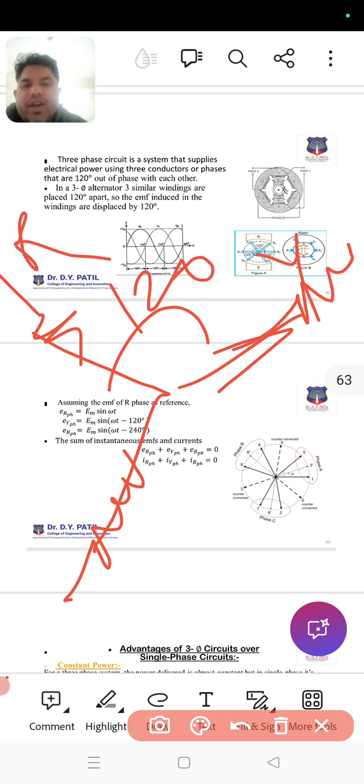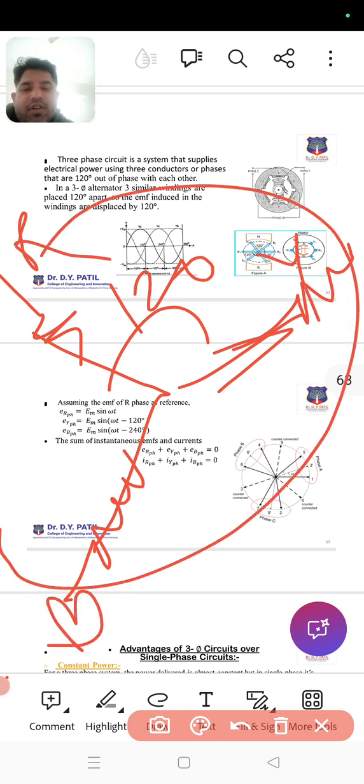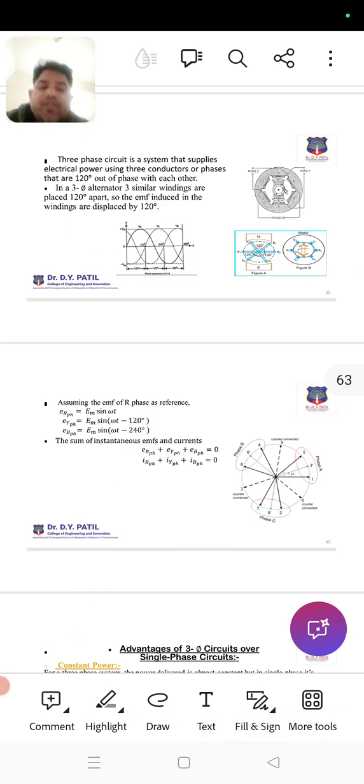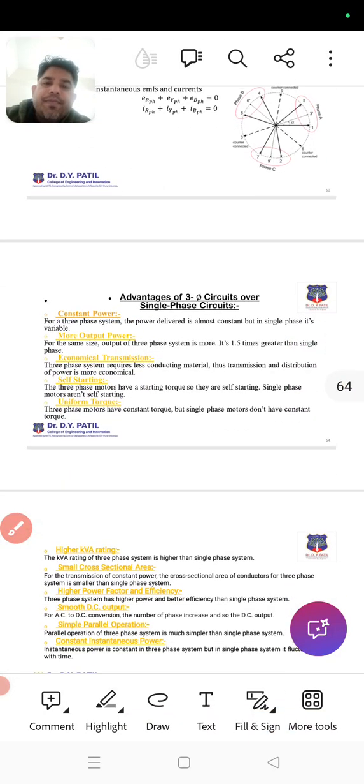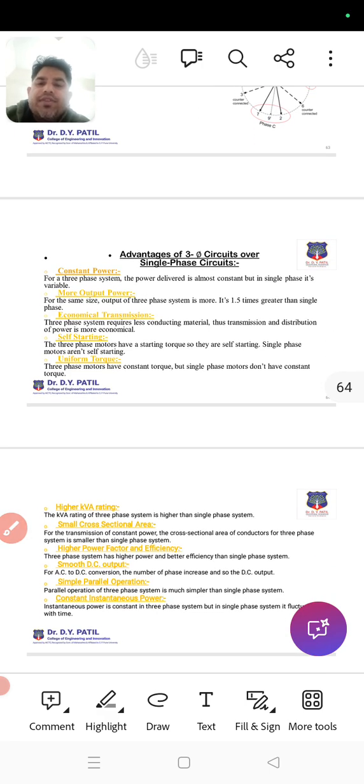The phases are R, Y and B. If the phase sequence is RYB, we get the positive voltage. For the other sequence we get the negative value, and we call that the negative sequence. The sequence in which we get the maximum value first is called the phase sequence. RYB is always the phase sequence.